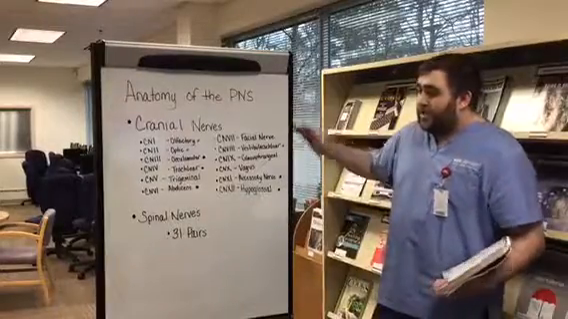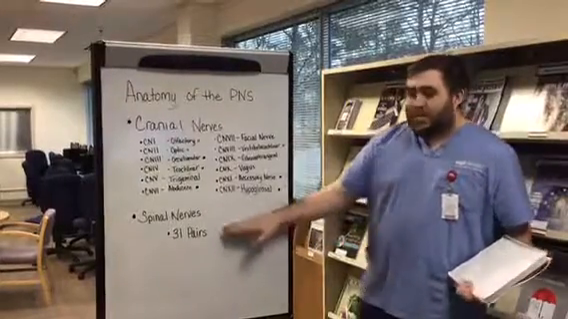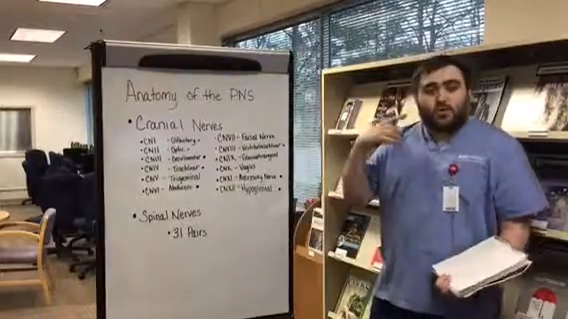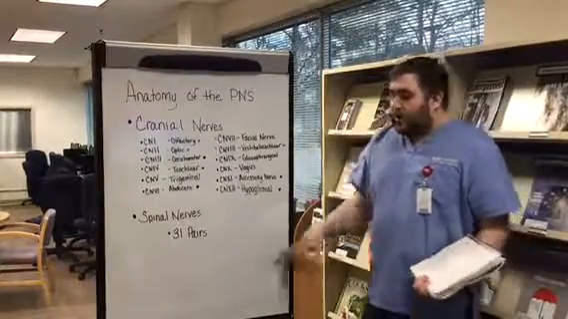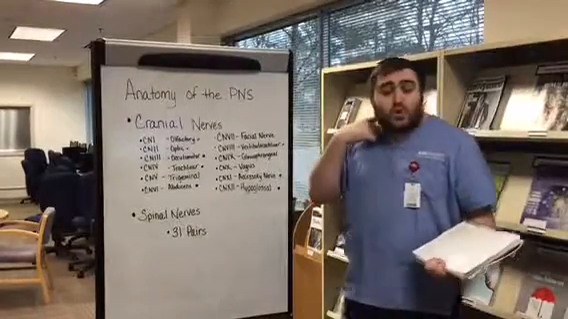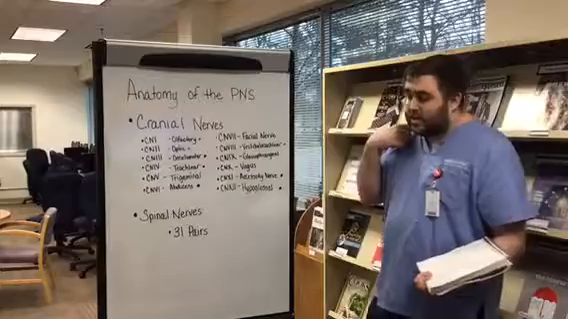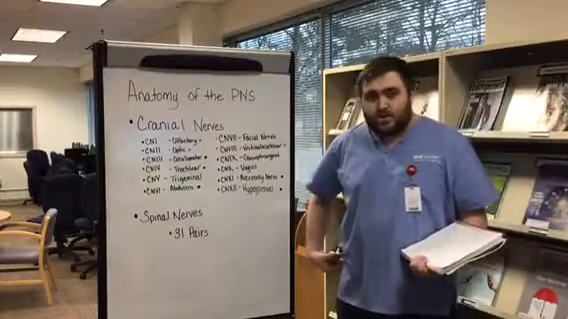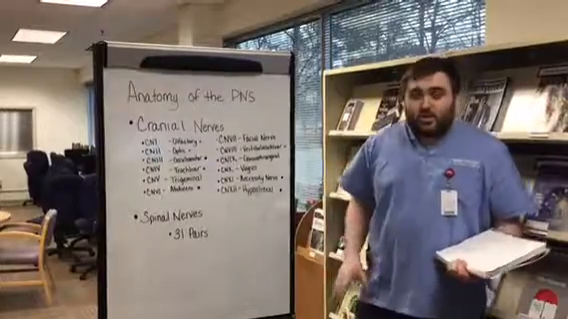All right. After these 12 pairs of cranial nerves, we have the spinal nerves, where there's 31 pairs. Now these match up for the most part with your vertebrae. Instead of 7 in your cervical area, you have 8, but you still have 12 in your thoracic area back here. You've got 5 in your lumbar, 5 in your sacral, and 1 in the coccygeal area.